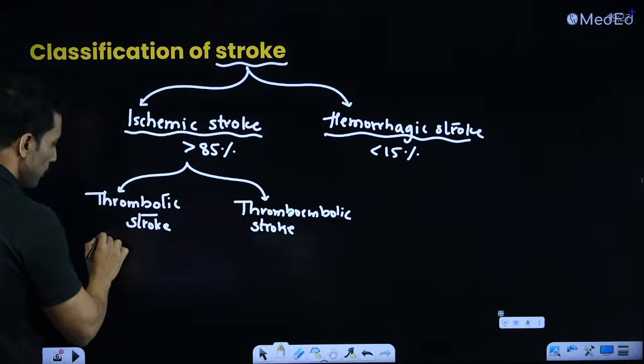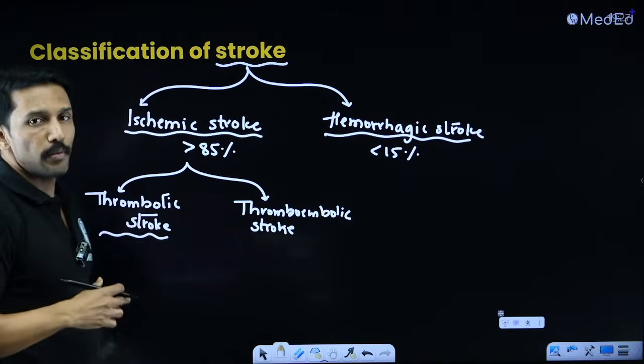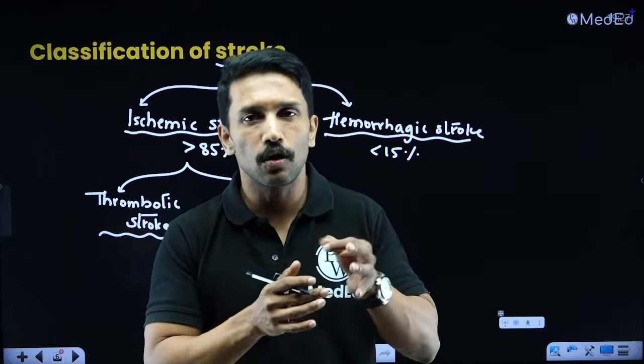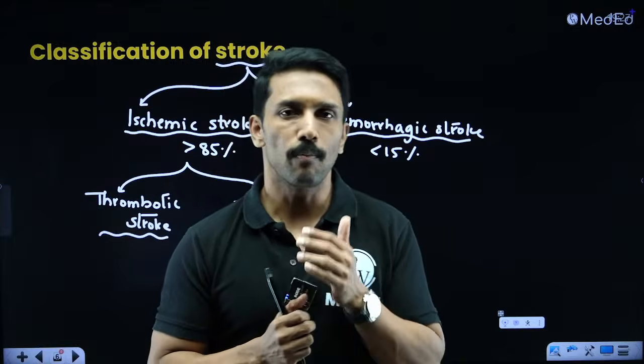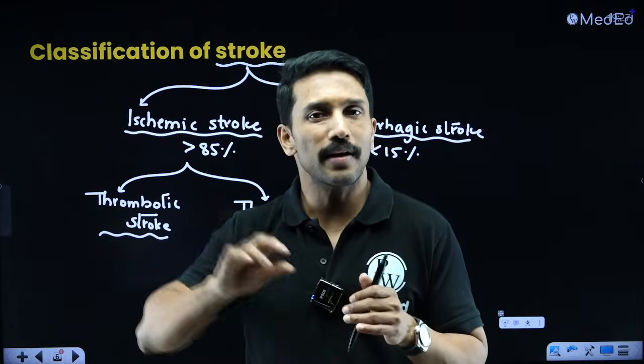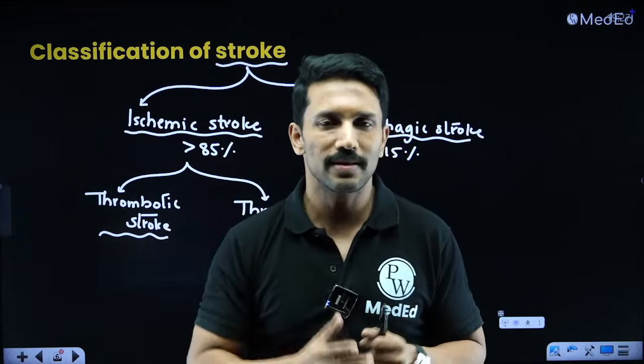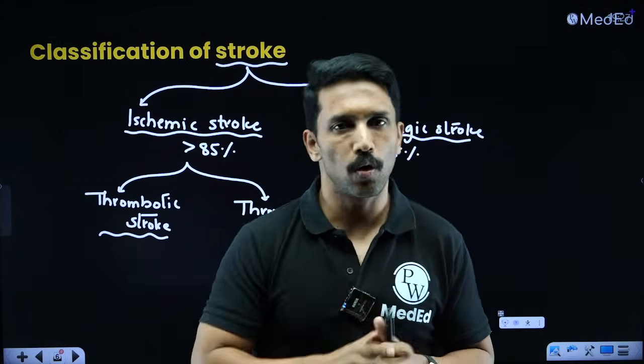Okay. Now, what do you mean by thrombotic stroke? There is development of a clot in situ, meaning inside the brain's blood vessel, a clot develops. Then it becomes thrombotic stroke. But if a clot gets formed elsewhere and then travels to the brain and blocks one of the blood vessels in the brain, then it becomes thromboembolic stroke.